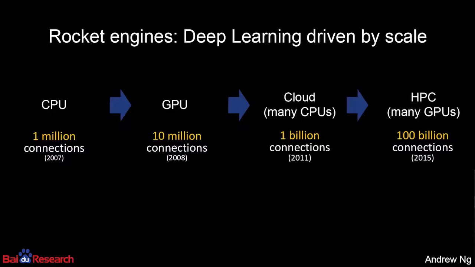To give you a sense of the scale of progress of computation, many years ago, maybe 7 or 8 years ago, most of us were running deep learning algorithms on a desktop computer, a single CPU, and we were training neural networks with about 1 million parameters.